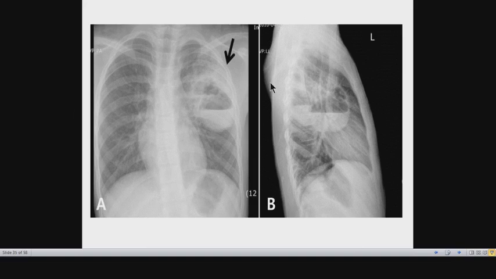As you can see here, this is a chest x-ray of a patient with lung abscess. It's showing lung cavitation within the lung with air fluid level. And as we said, there are multiple conditions which can give you lung cavitation. Lung abscess is one of the possible differential diagnoses.